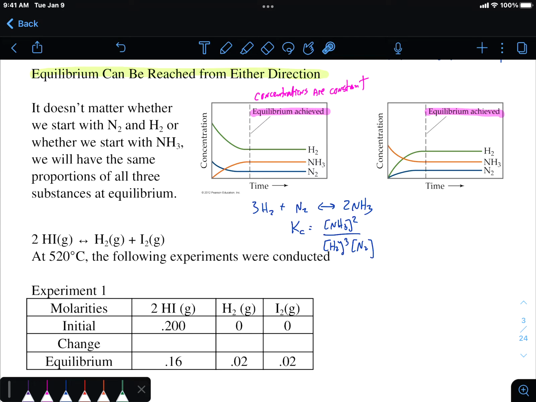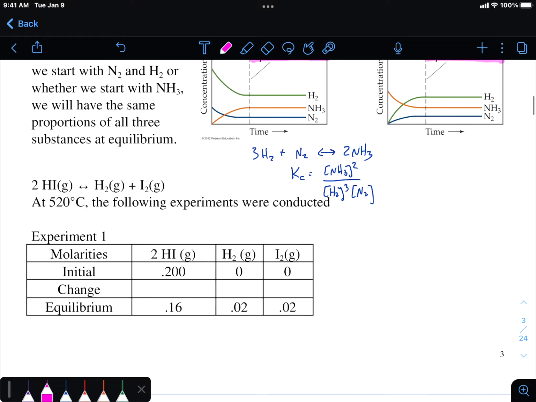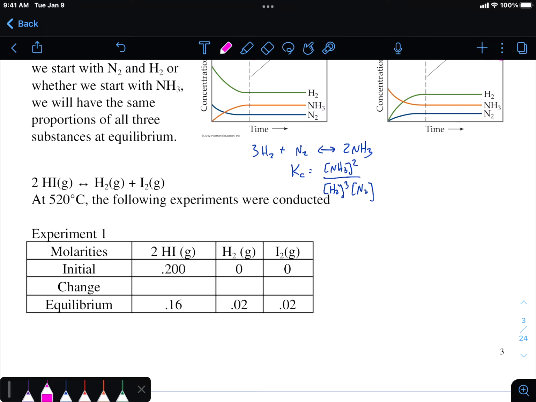The appearance of ammonia should be in magnitude twice the disappearance of nitrogen. Everybody follow? All right, so stoichiometry affects the rates, okay? You knew this. So it doesn't matter whether you start with reactants or products, equilibrium will be attained. All right. Let's take a look at this next example here, the decomposition of hydrogen iodide. Right, so our reactants, our products.